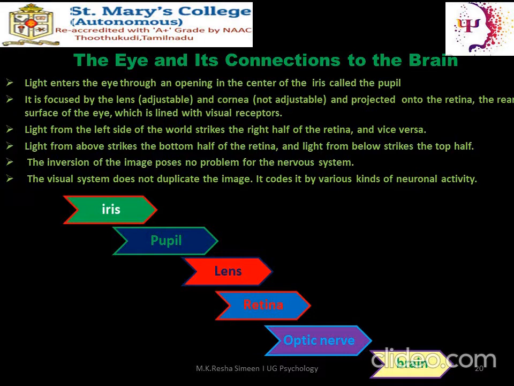Light from the left side of the world strikes the right half of the retina and vice versa. Light from above strikes the bottom half of the retina and light from below strikes the top half. The inversion of the image poses no problem for the nervous system. The visual system does not duplicate the image, it codes it by various kinds of neural activity.